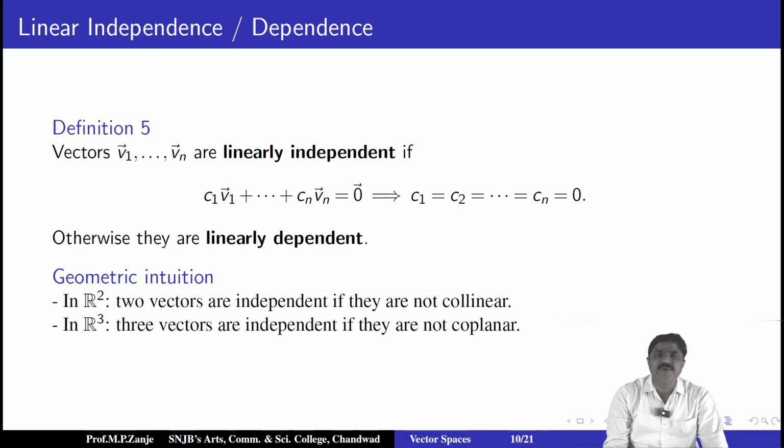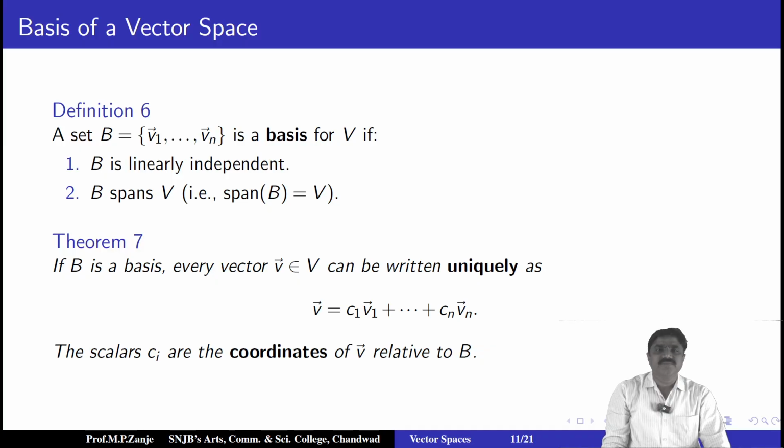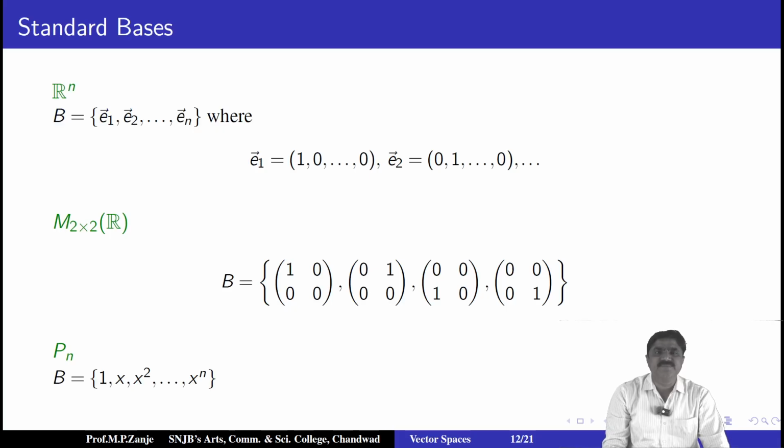In R square, two vectors are independent if they are not collinear. In R cube, three vectors are independent if they are not coplanar. Basis of a vector space: it should be linearly independent and span V. Once again, the same definition is there. Standard basis for R square.